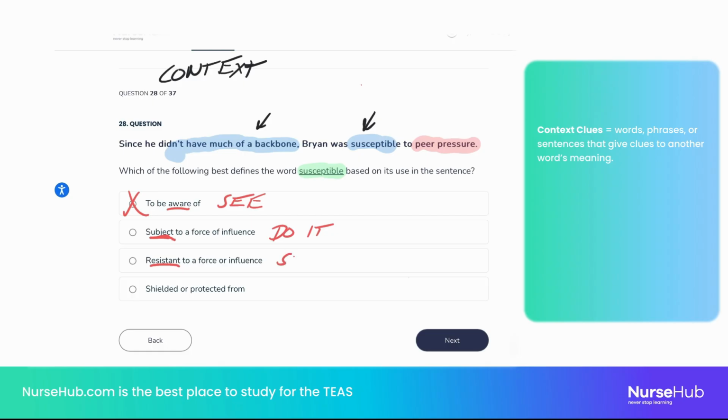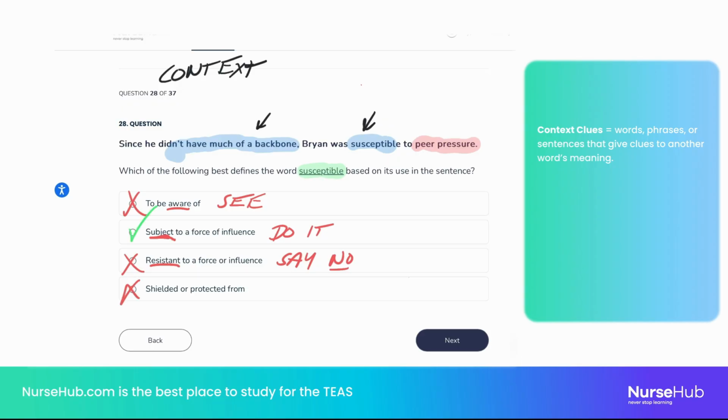Resistant to a force or influence. That means you are going to say no to it, right? No. That's the opposite of what Brian does, right? He is susceptible to it. He's going to do that sort of thing. He's not going to say no. And finally, shielded or protected from. That means that he has a great friend or somebody that's saying no for him. And unfortunately, that's also the incorrect answer.